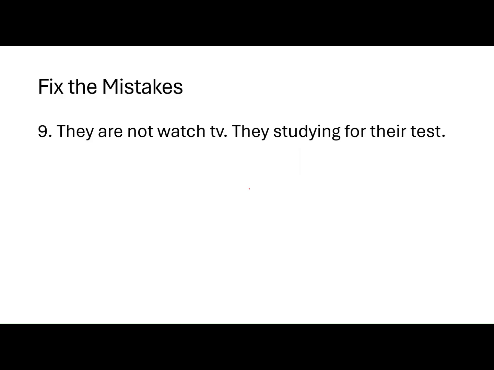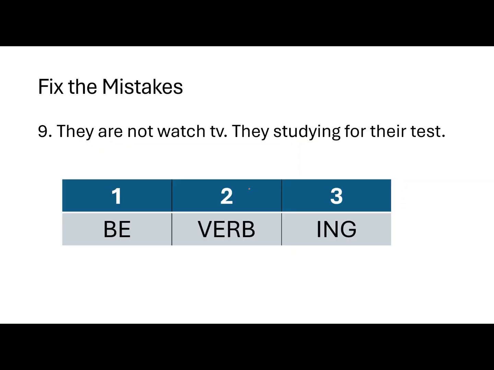Can you fix the mistakes in these present progressive sentences? They are not watch TV. They studying for their test. For present progressive, we need to think 1, 2, 3. Be, verb, plus ing. In the first sentence, I have are. That's good. I have watch. That's number 2, but I don't have my number 3 here. So I need an ing with watching. They are not watching TV.